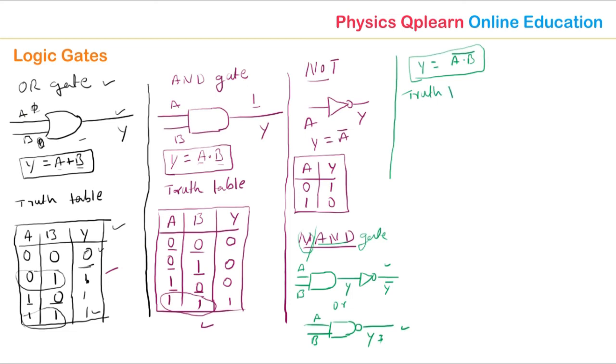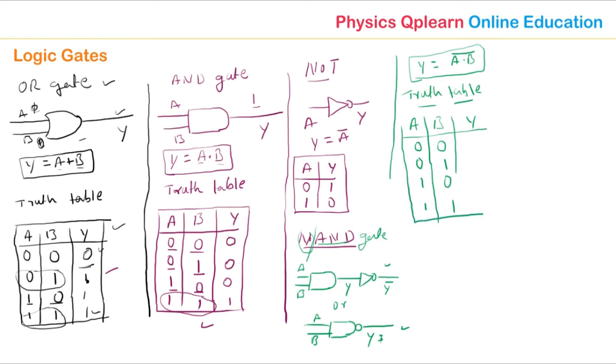Next we have to go for the truth table. Okay, truth table. Again I will take A, here B and here Y. I will draw: A is 0, B is 0; 0, 1; 1, 0; 1, 1. Clear? So this is the truth table of the NAND gate.